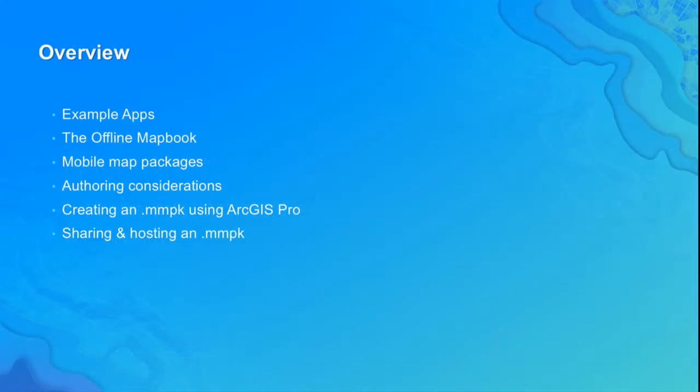So a little bit about what it is that we're going to talk about today. First off, example apps, that general concept. The Offline Mapbook, since it is one of the example apps that we showcase and we have out there. Mobile map packages. This is the data vehicle that we use for consuming data offline on a device. I should say it is one of the vehicles we use.